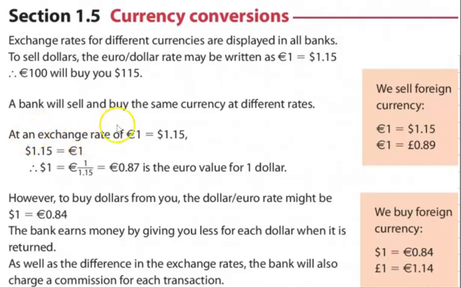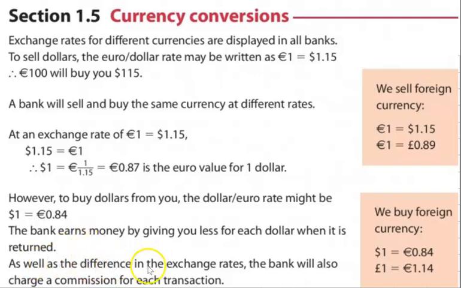At an exchange rate of €1 equals $1.15, $1.15 equals €1. Therefore, $1 equals 1 divided by 1.15, which is €0.87, the euro value for $1. However, to buy dollars from you, the dollar-euro rate might be $1 equals 84 cents. The bank earns money by giving you less for each dollar when it is returned.